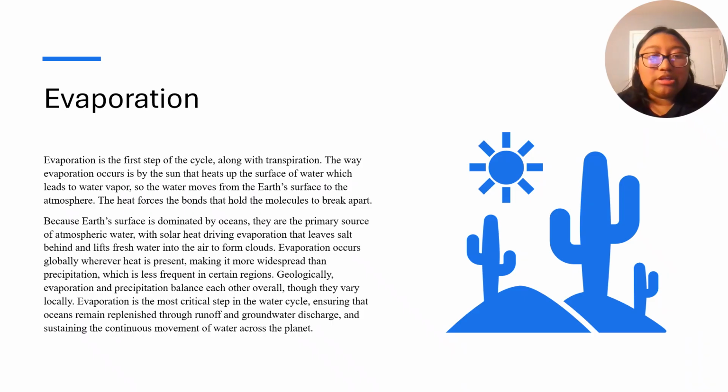Geologically, evaporation and precipitation balance each other overall, though they vary locally. Evaporation is the most critical step in the water cycle, ensuring that oceans remain replenished through runoff and groundwater discharge and sustaining the continuous movement of water across the planet.